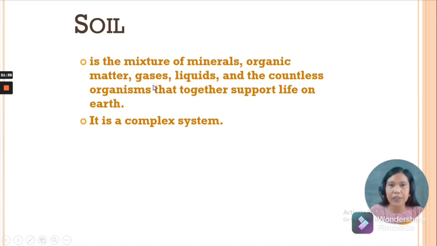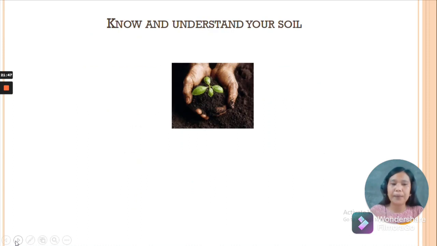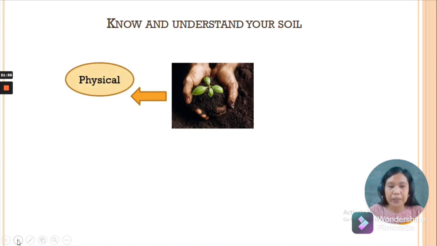It has a lot of things in it. Organic matter, gases, liquids, and organisms. It makes life on Earth. There is also life under your feet. So, first, how do we know that there is life under your feet? To know and understand our soil. So, from there we learn, class, the properties of our soil.